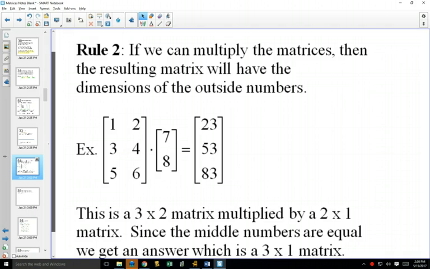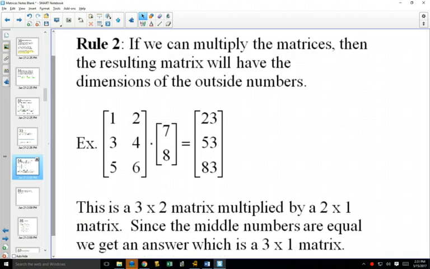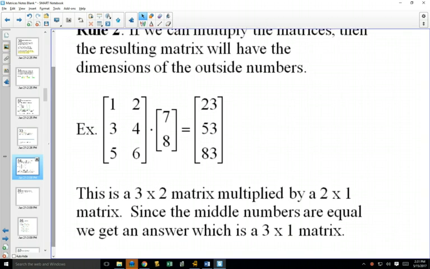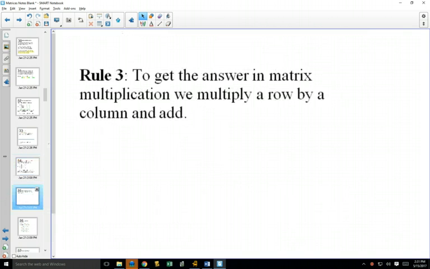Rule 2: if you can multiply them, then we know the size, and we talked about this before, that this would be a size of a 3 by 1. We don't know yet how to get these numbers inside. How do we get 23? How do we get 53? How do we get 83? But we do know the size that it's going to be. So now, to get those answers, what we do is we multiply rows by columns and add.